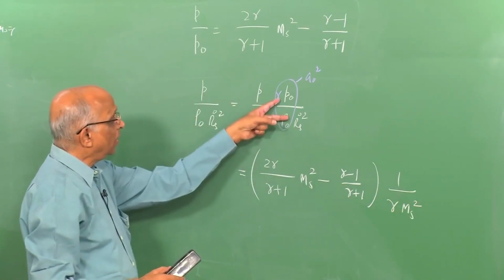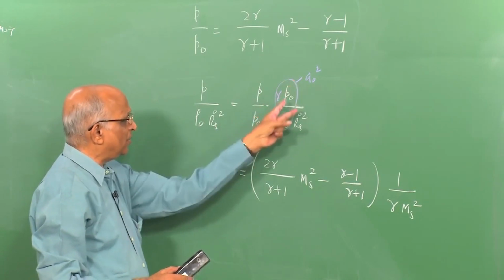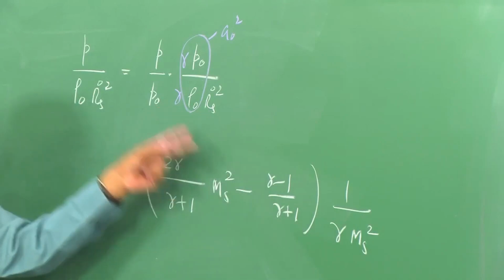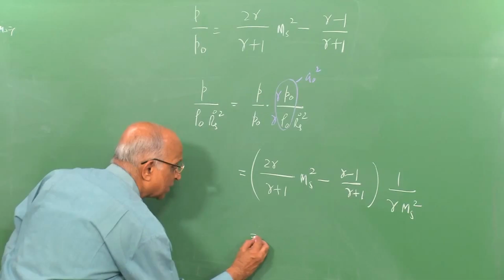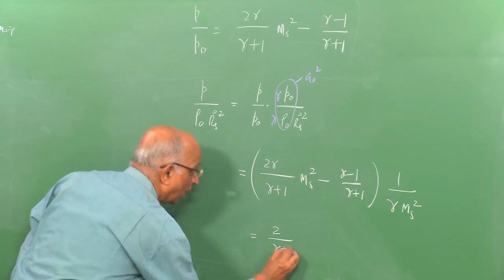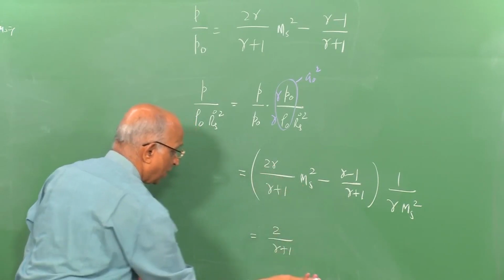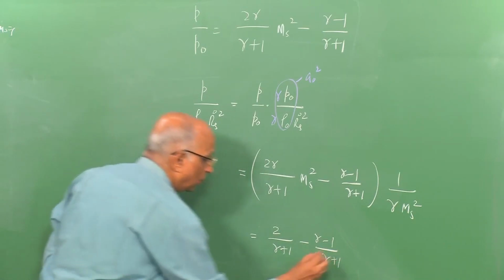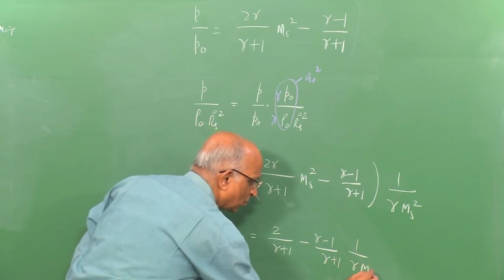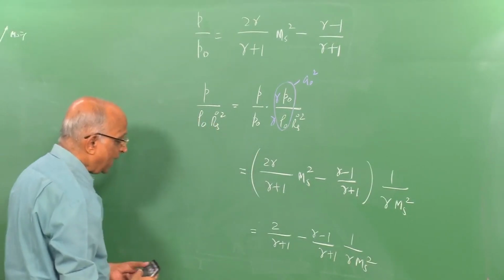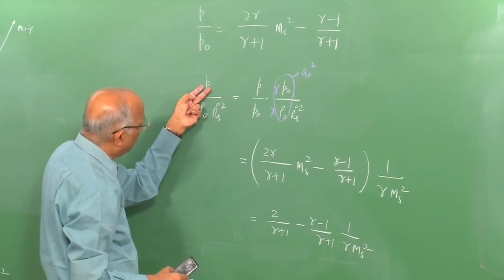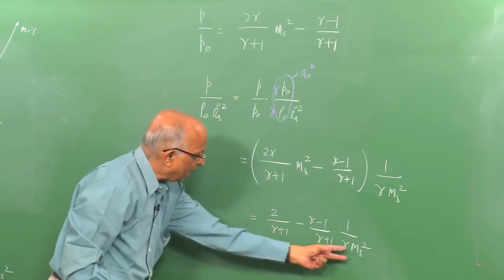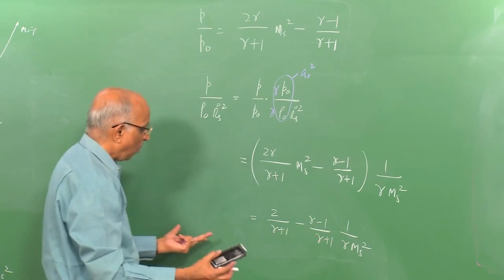Please be careful, gamma p 0 by rho 0 is equal to a 0 square, Rs dot square divided by a 0 square is Ms square. Therefore, I get Ms square over here, I get gamma over here, and therefore, the expression becomes 2 over gamma plus 1 into, gamma cancels, Ms square cancels, minus gamma minus 1 divided by gamma plus 1 into 1 over gamma Ms square. This is the expression we get, and therefore, we find that the value of the pressure, that is p divided by the dynamic head, keeps decreasing as Mach number increases.